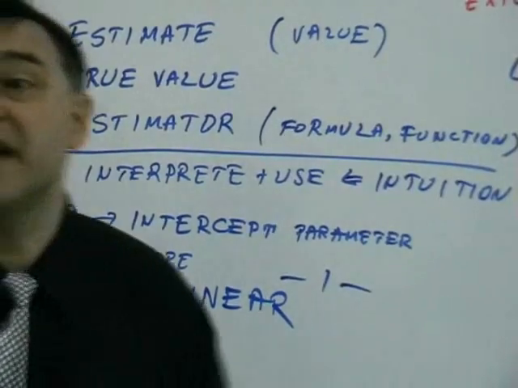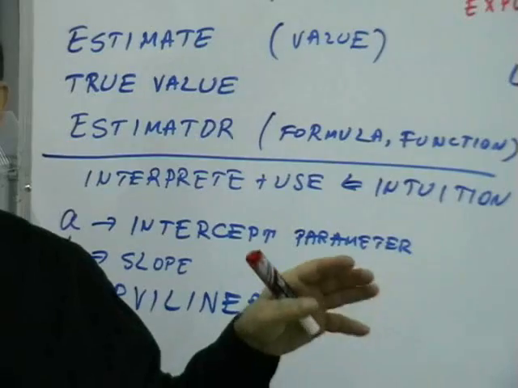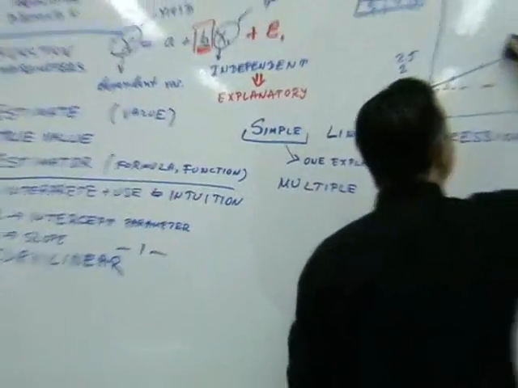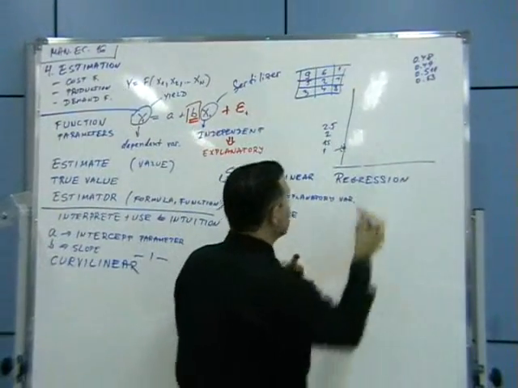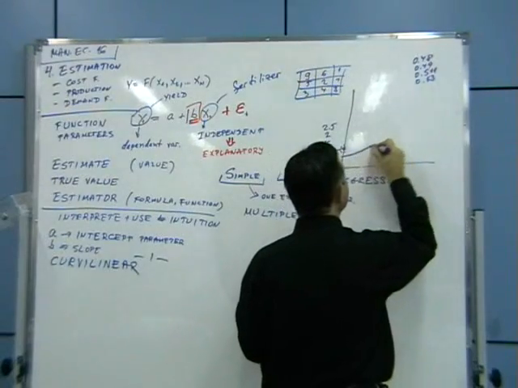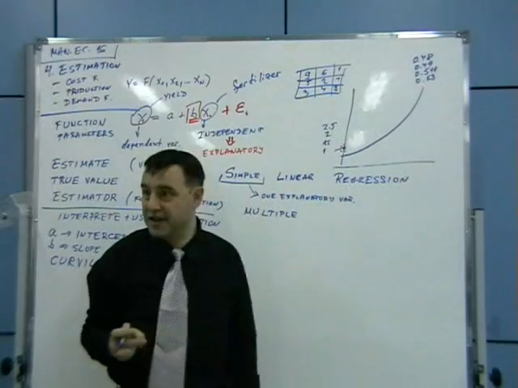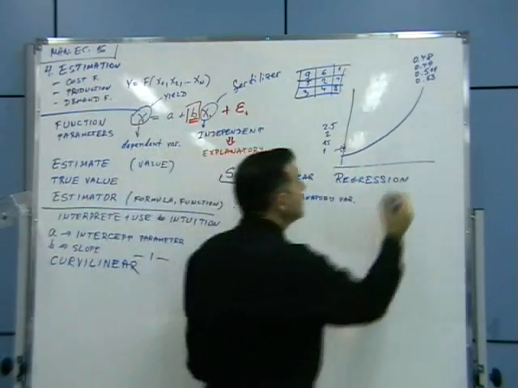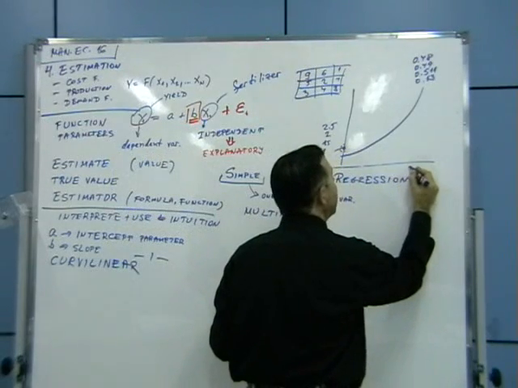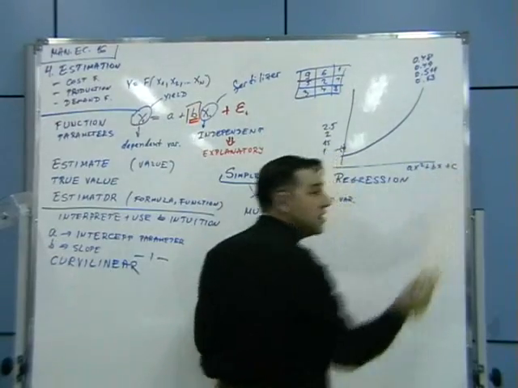Curvilinear simply would mean that the relationship is not a straight line, but is a curve. An example will be, let's draw a picture, a quadratic curve. A quadratic curve will be like this. In this particular case, it's of the type ax squared plus bx plus c.